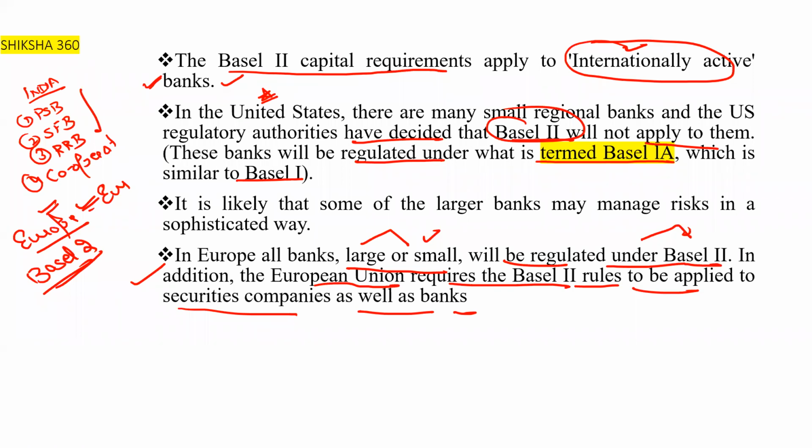So you have to remember that the Basel 2 capital requirements are applicable to internationally active banks. We have discussed the US: it is not applicable to the small regional banks, and they have been given guidelines to work under Basel 1A. And in Europe, all banks, either large or small, will be regulated under the Basel 2 norms.